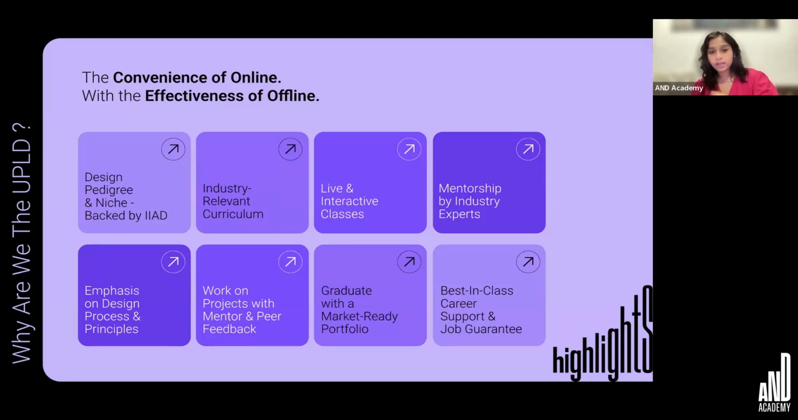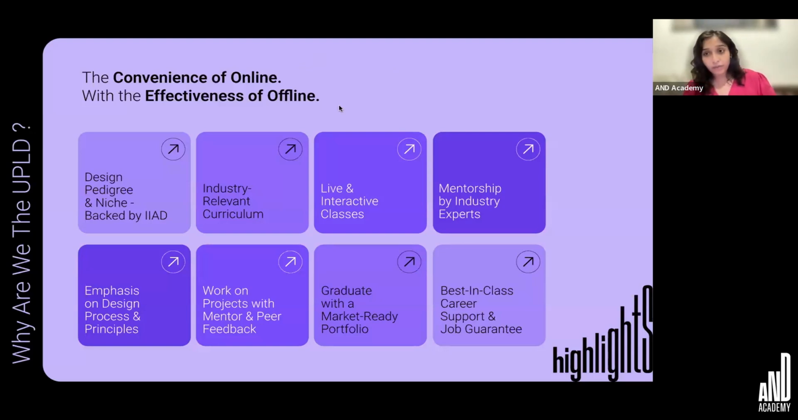All of our curriculum is also woven with a lot of projects that you work on with your peers and your mentors. You get one-on-one feedback from your peers and your mentors. And these projects then culminate into a portfolio. That is what you sort of create at the end of your course.